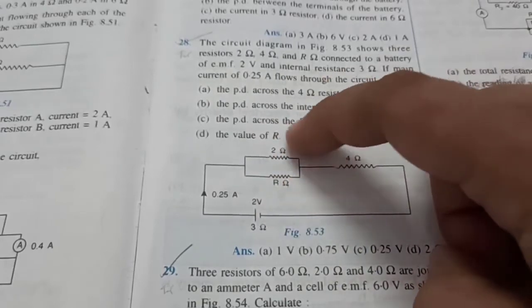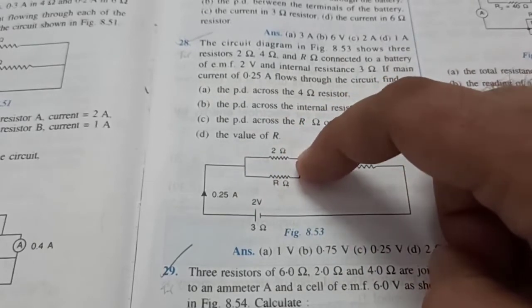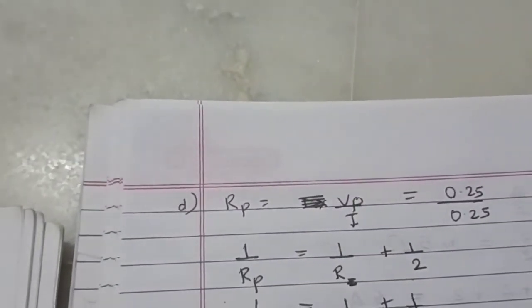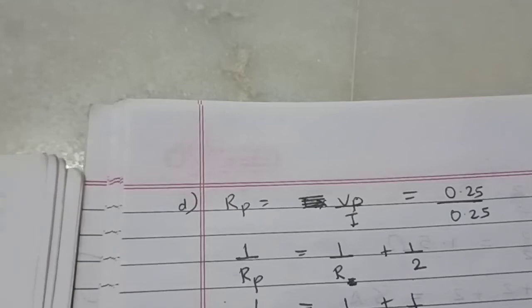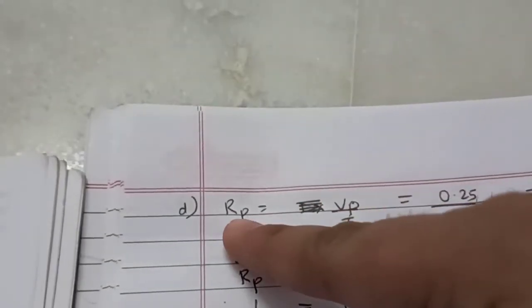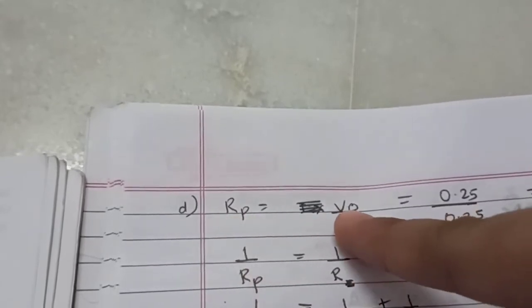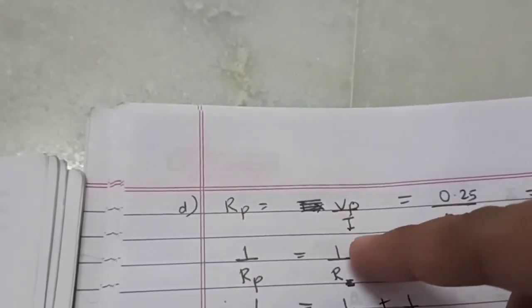How much voltage was left for this part? 0.25 volt. Let's call it Vp. These terms are just to distinguish between them. I'm calling it Vp. What does it mean? It means the voltage across the parallel connection. You could call it V2 or V3, whatever, but I prefer this. It becomes easy for me to remember. This is the voltage across the parallel resistance. So the resistance of the parallel connection is equal to the voltage across the parallel connection upon current.